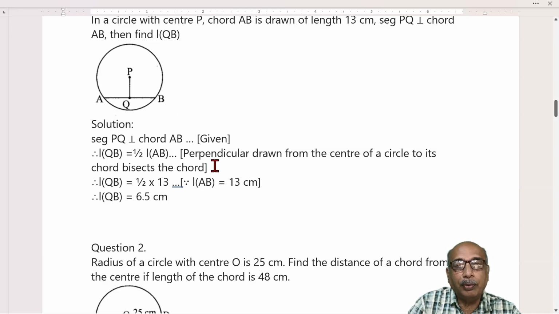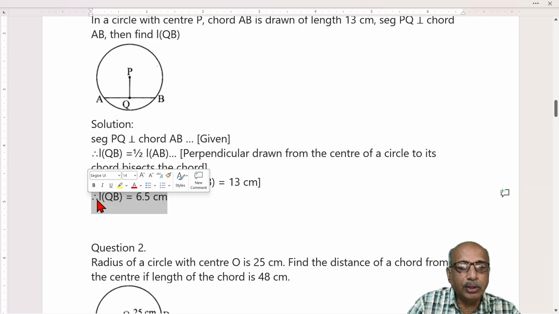Why? We have to write the reason every time, students. Perpendicular drawn from the center of a circle to its chord bisects the given chord. This is the property, the theorem we are using, and we have to write it in maths as the reason. Therefore, length QB equals half of 13, which equals 6.5 centimeter.